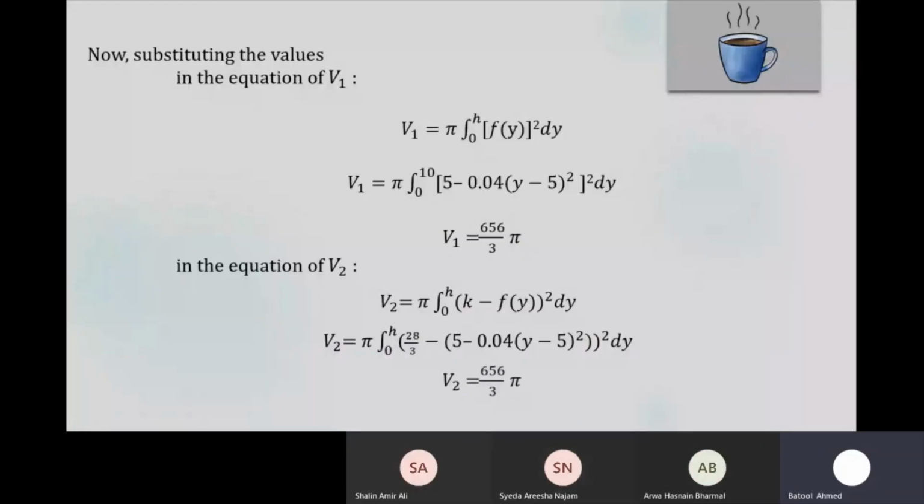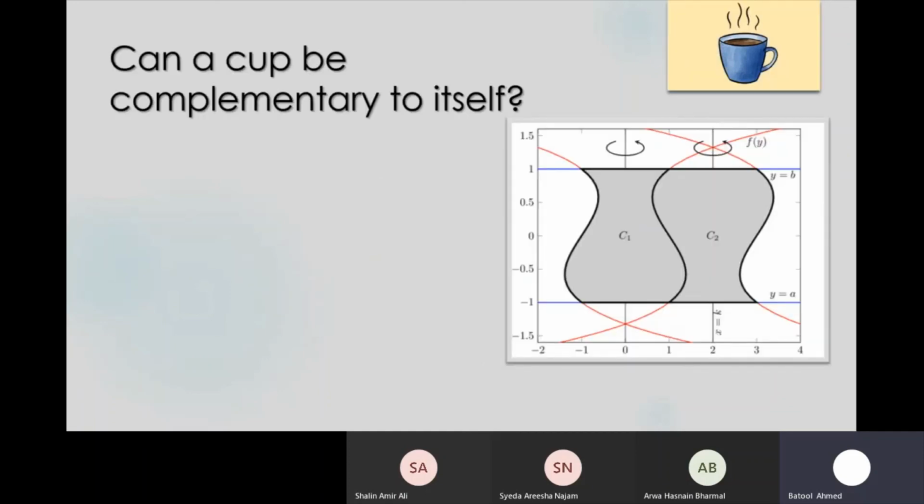Similarly, the volume of the second cup also comes out to be 656 pi over 3, which proves our initial suppositions. So now some food for thought, more like some coffee for thought. We found out that a cup can be complementary to another cup. But can a cup be complementary to its own self too?